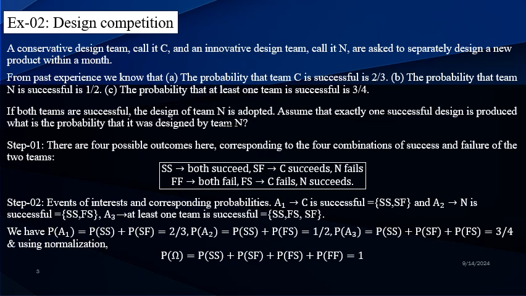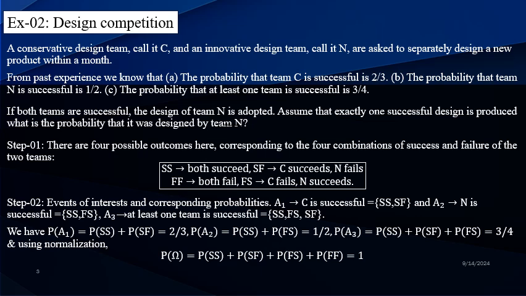Now if you go to the given information A, B, C, then as per information A, what does it say? It says the probability that team C is successful. When is team C successful? When the outcome is SS or SF. Are you getting the meaning of this or not? SS and SF. And at the outcome level, all are mutually exclusive, also mutually disjoint as well.